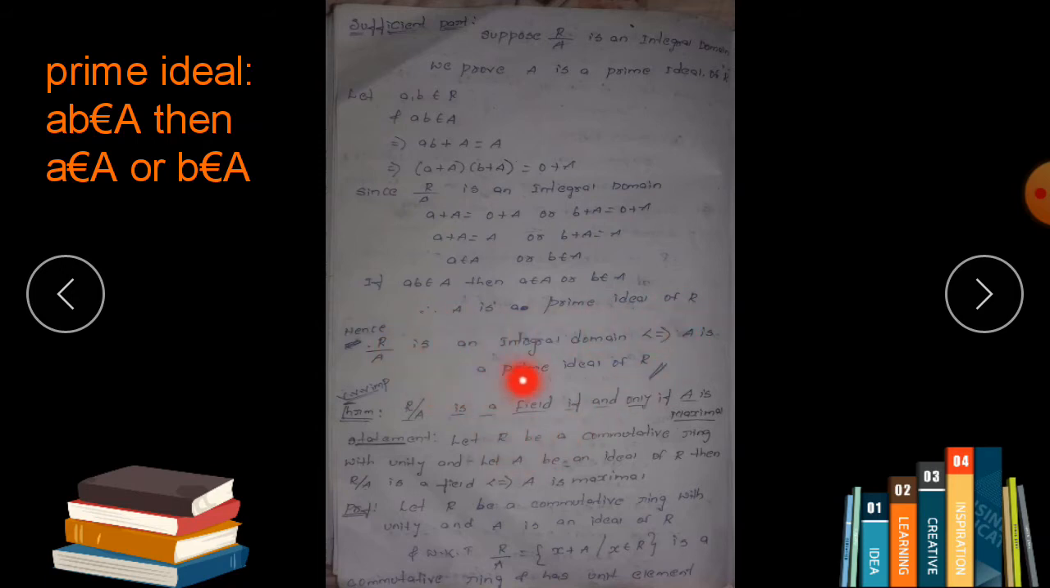Hence R/A is an integral domain if and only if A is a prime ideal of R. Next theorem, this theorem is also very important. Statement: let R be a commutative ring with unity and let A be an ideal of R, then R/A is a field if and only if A is maximal. Proof: let R be a commutative ring with unity and A is an ideal of R. Since R is commutative with unity, we can also write R/A is also a commutative ring and has a unity element.